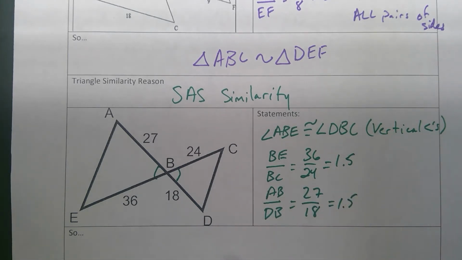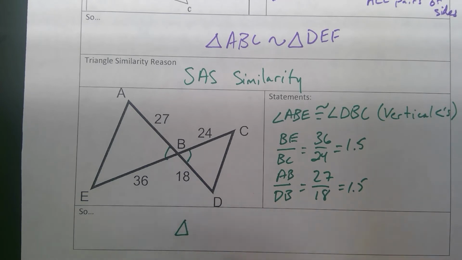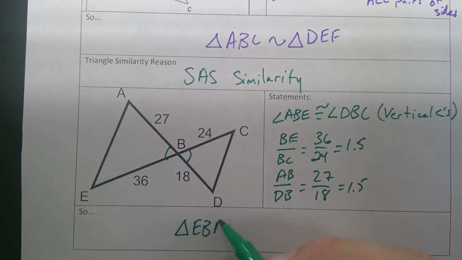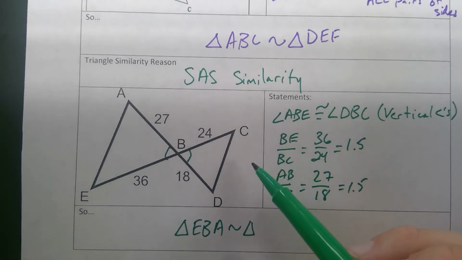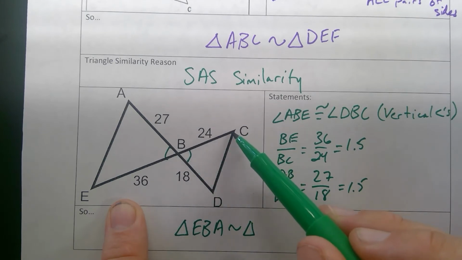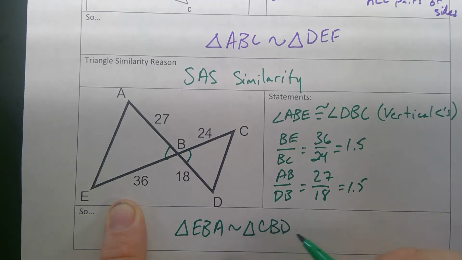Okay, so now we have a pair of sides is proportional, another pair of sides is proportional, and the angle in between them is congruent. So we once again have another triangle similarity statement. We need to make sure we stick with our corresponding parts. So I'll have EBA is similar to triangle. Now this one's tricky because EB and CB correspond, so I have to start up here with CBD. Okay?